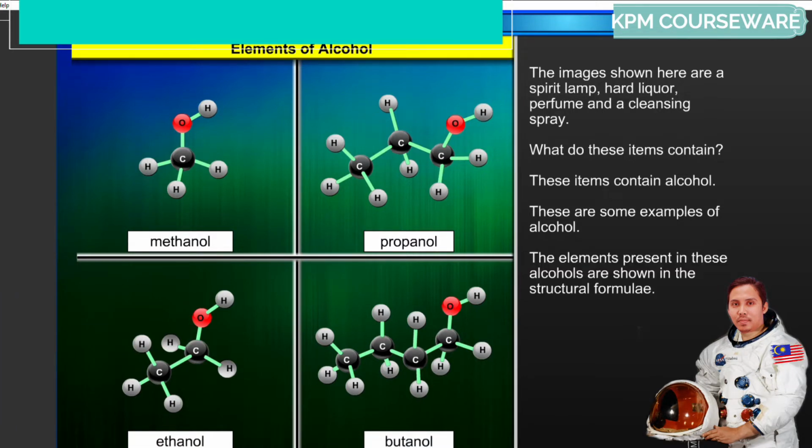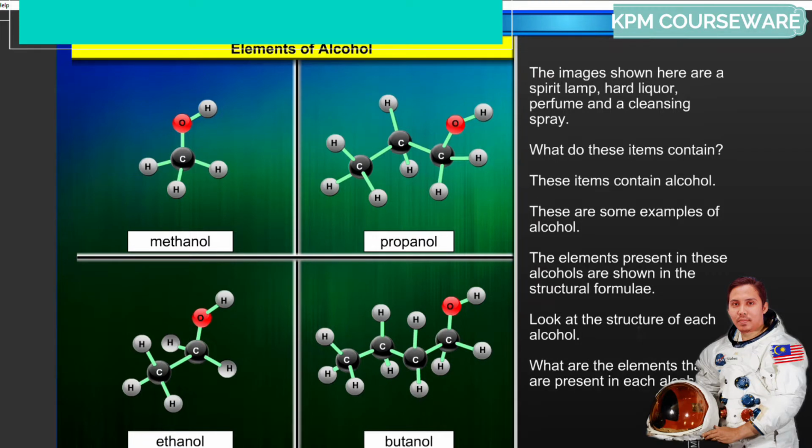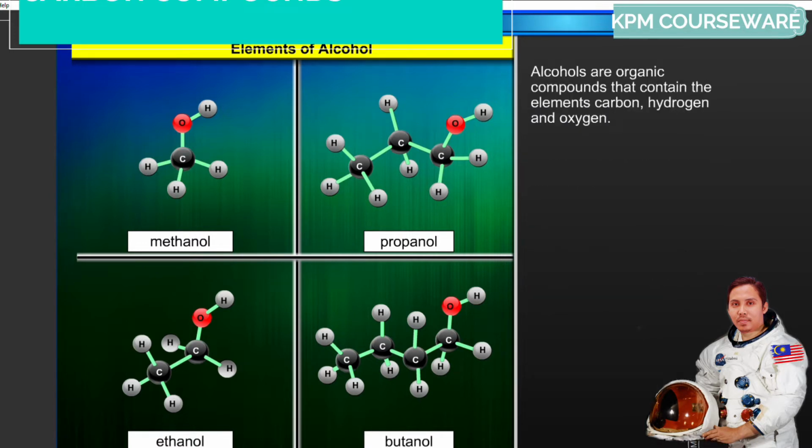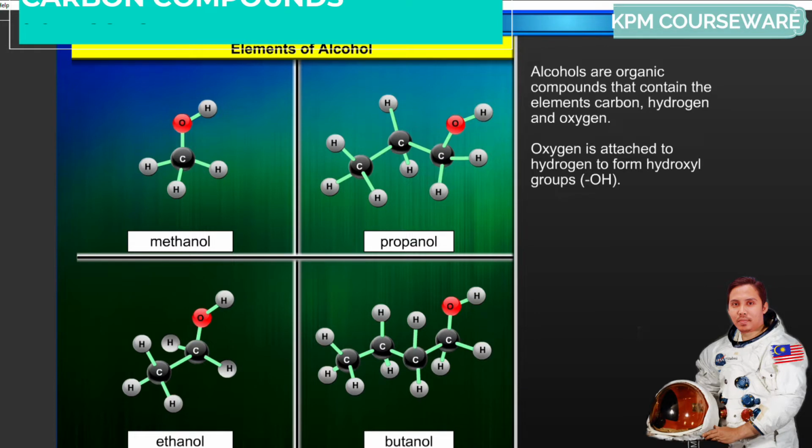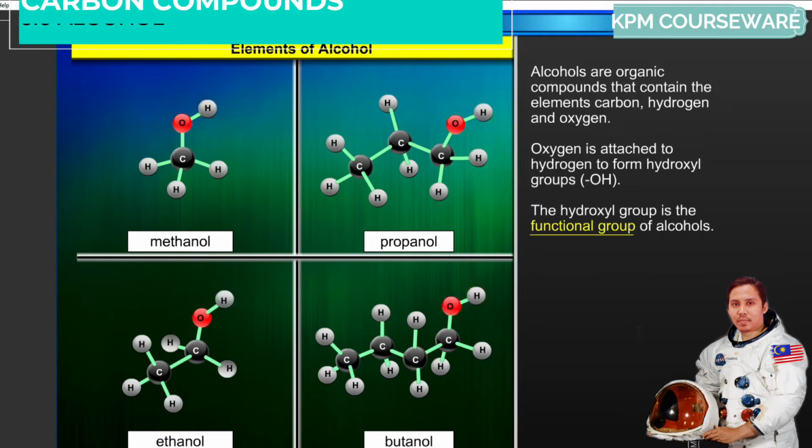The elements present in these alcohols are shown in the structural formulae. Look at the structure of each alcohol. What are the elements that are present in each alcohol? Alcohols are organic compounds that contain the elements carbon, hydrogen, and oxygen. Oxygen is attached to hydrogen to form hydroxyl groups. The hydroxyl group is the functional group of alcohols.